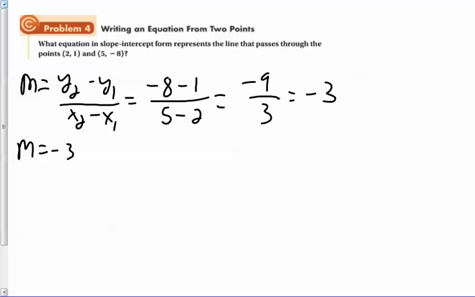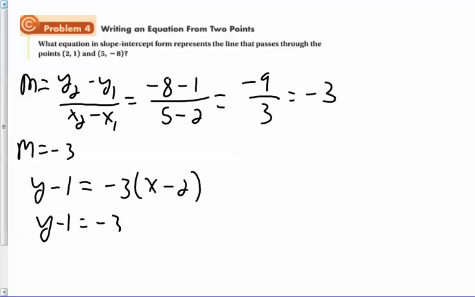I'm going to take my slope and any point I want. I'm going to take that (2, 1). So I'm going to go y minus 1 equals negative 3 times x minus 2. And I'm going to distribute that negative 3. So I get negative 3x plus 6. And then I'm going to add 1 to both sides. And now I have y equals negative 3x plus 7. And so there it is, in slope-intercept form. You have a Got It. Pause the video and I'll see you back here in a second.